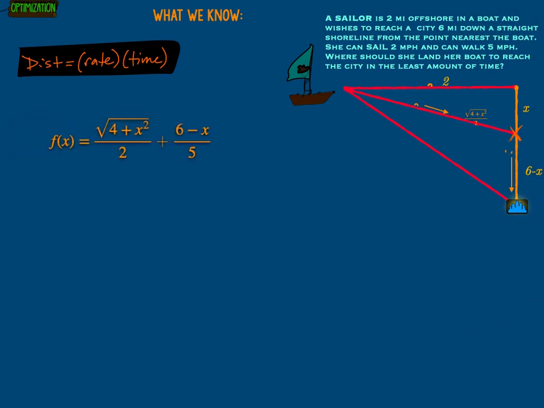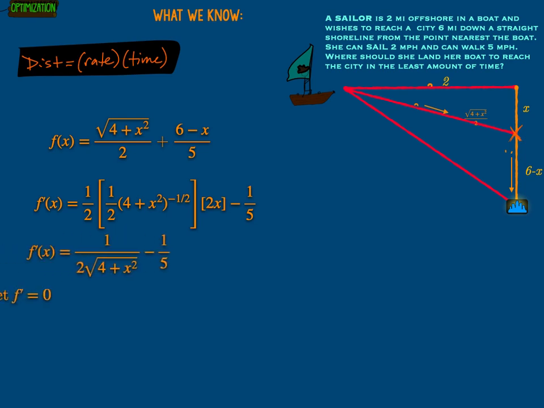Okay, so our function, if we find its derivative, for the first one, remember really that 2 and the 5 that are on the bottom, they're just constants, we can pull them out. So for the first one, we're going to have 1/2 times 4 plus x squared to the negative 1/2 times the derivative of 4 plus x squared. And then minus, well, 6 minus x, the derivative is just negative 1.